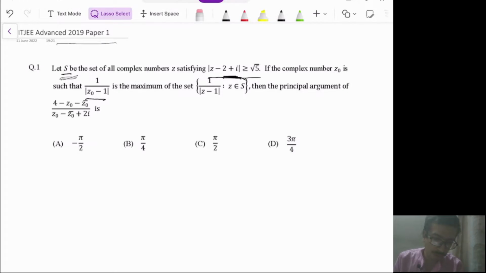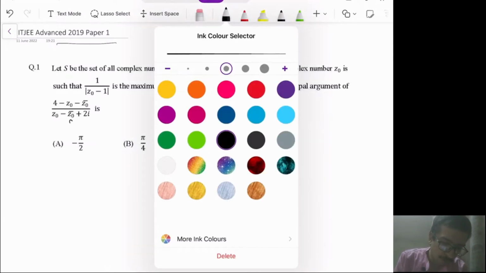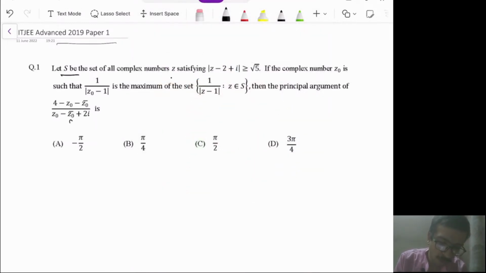So let's see. This problem appeared in JEE Advanced 2019 paper 1. Let's see what it is. What it says here is that we have a set S. This set S is the set of those complex numbers z such that mod of z minus 2 plus iota is greater than or equal to root 5.